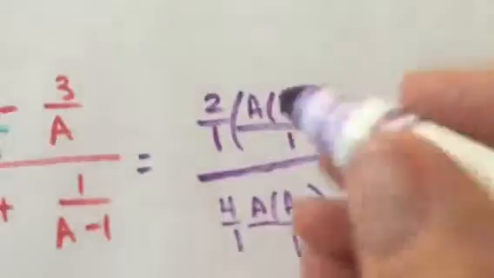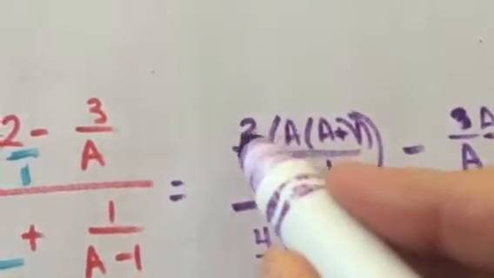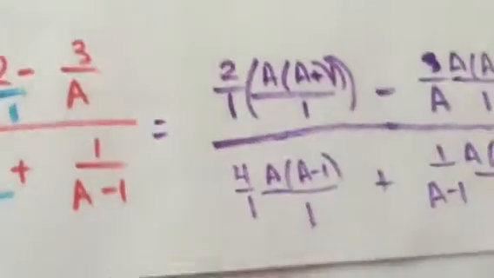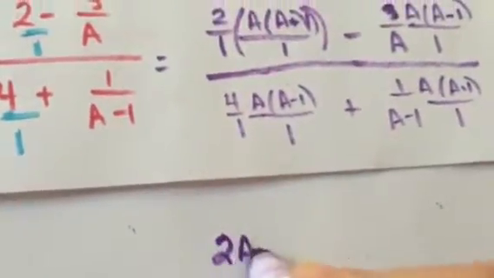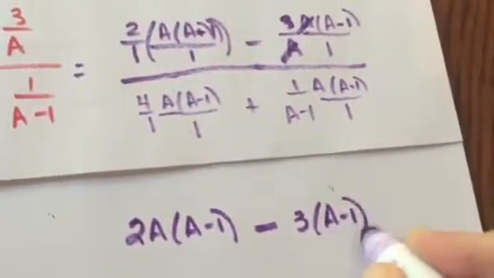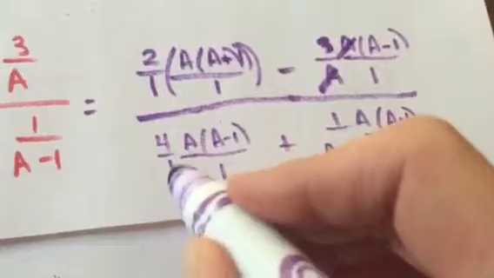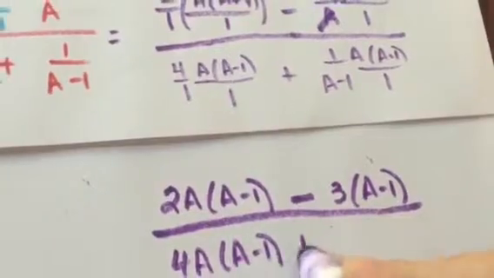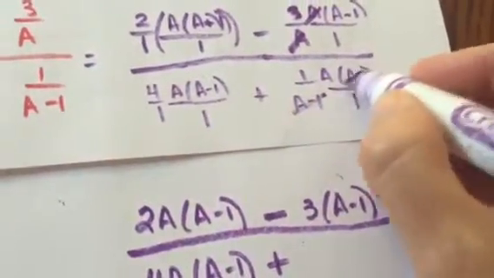Nothing cancels here because I only had a 1 in the bottom. So notice I have a 2a times a minus 1. I'm just going to go ahead and write that right here. I have 2a times a minus 1 minus, here the a's cancel. Love that. So I'm going to have 3 times a minus 1 all over. Notice I don't have fractions up here anymore. Nothing cancels, I only had a 1 on the bottom. So I have 4a times a minus 1. The a minus 1's cancel. 1 times a is a, so I just have plus a.